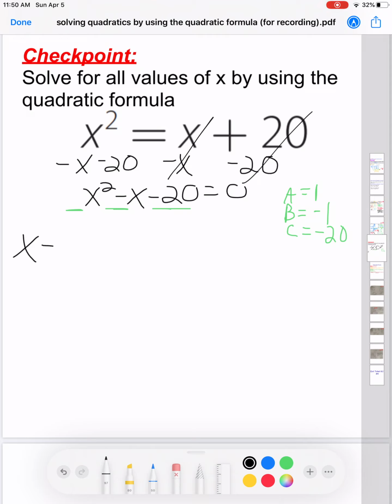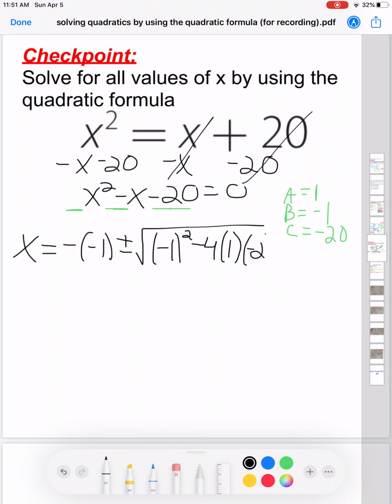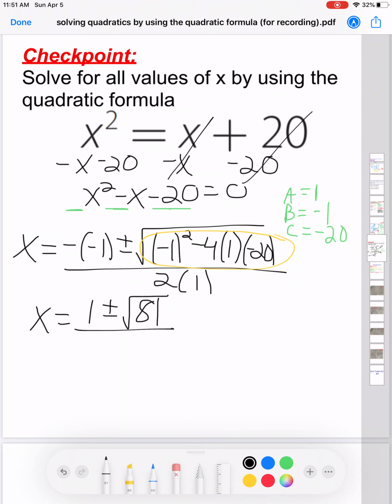Plugging into our formula, we have x equals negative b, so negative negative 1, plus or minus the square root of b squared, so that's negative 1 squared, minus 4ac, all over 2a. Simplifying this a little bit, x equals negative negative 1, that's just positive 1, plus or minus. If you put this whole mess inside of the square root into your calculator, you should have ended up with positive 81. And in our denominator, 2 times 1 is just 2.